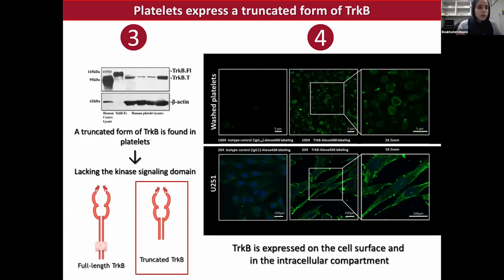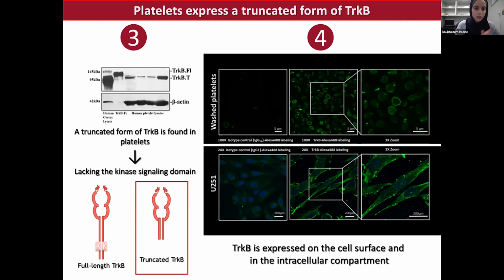And as you can see, we have both the full length receptor and a truncated form of the receptor. But if you look at the last 4 lines of my Western blot, we have our human platelet lysates, which only express the truncated form of the receptor, which is pretty interesting because the truncated form in the brain lacks the kinase signaling domain and has a different signaling pathway, which I will come to in just a second.